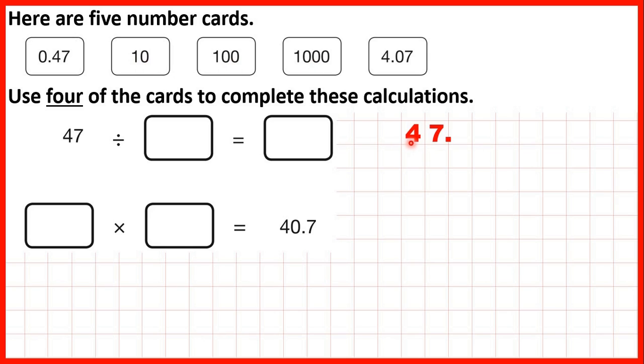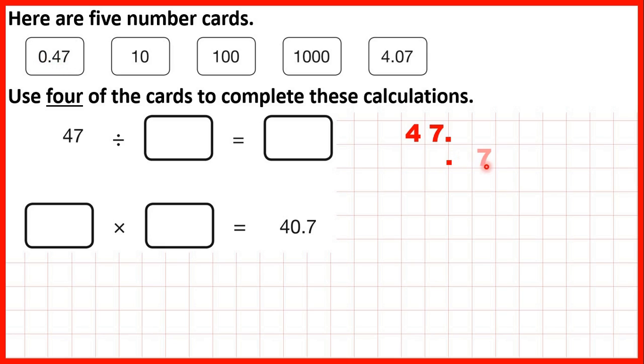So what we can do is write out 47, and then because that's a whole number, we can put a decimal point on the end. Then we can copy down our decimal point, and remember, to divide by 10 we can move the digits 1 square to the right. To divide by 100 we can move the digits 2 squares, and to divide by 1000 we can move the digits 3 squares. Now we can make the number 0.47.